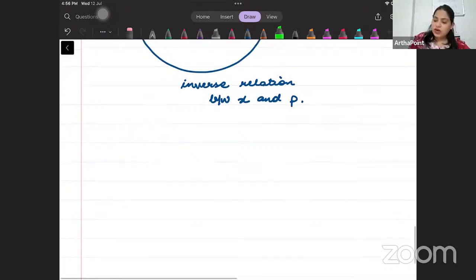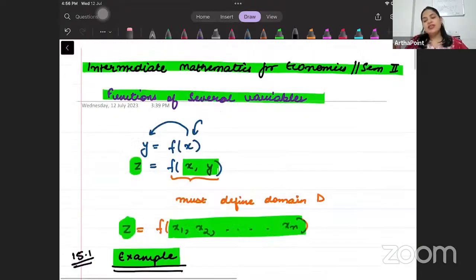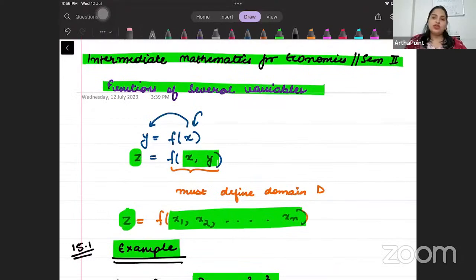So we can go ahead and we can take this concept in tomorrow's, in the next class, where we will go ahead and look at function of n variable. Today we have looked at function of 2 variable. In the next class, I will look at function of n variable.